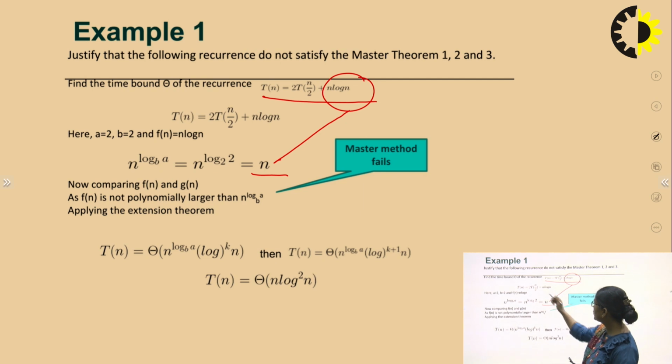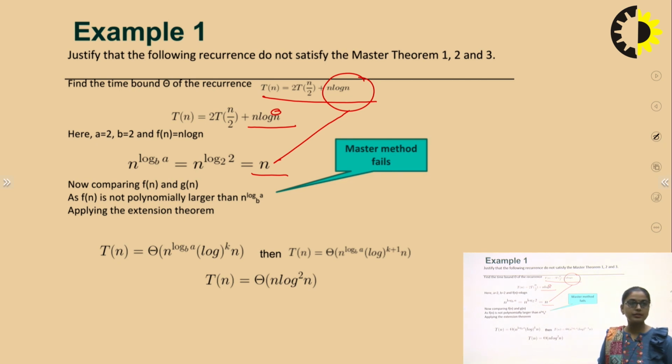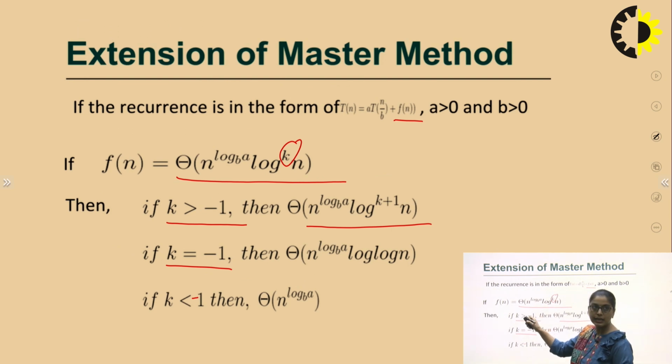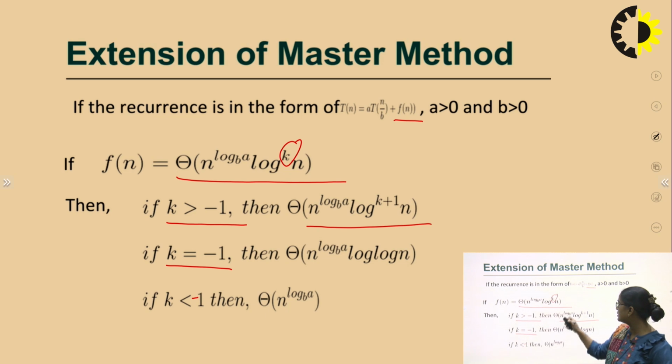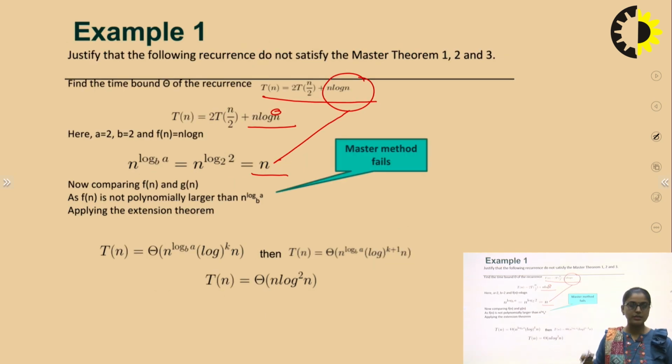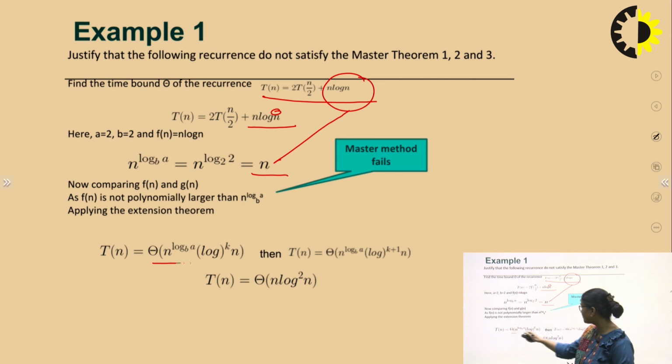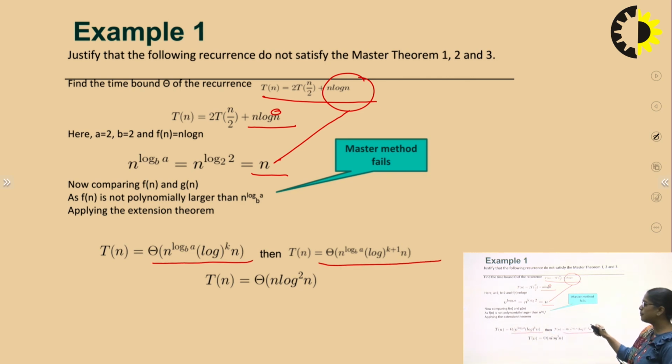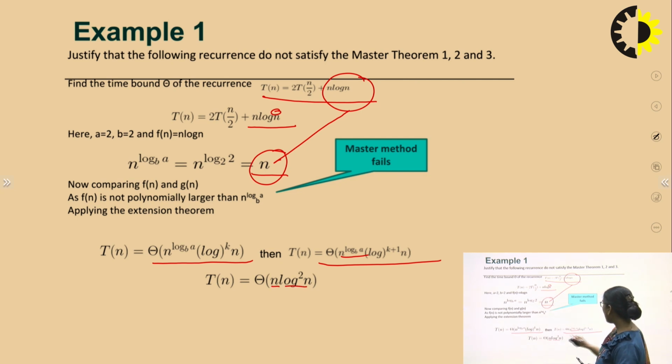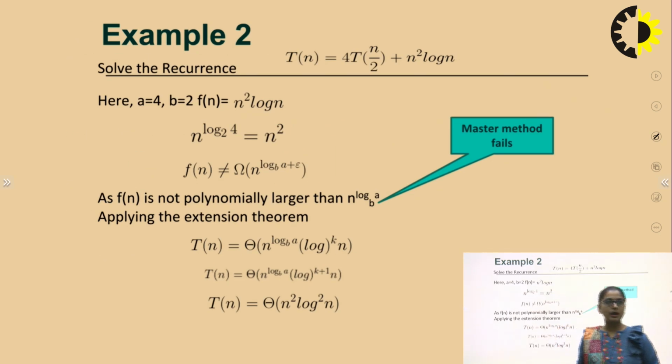So what was the extension? Just see the value of k. Here the value of k is 1, and if the value of k is greater than -1, then case 1 arises. We simply put k plus 1 as the power of log. So in this solution, n to the power log base b of a, which is n, already calculated, and the power of log is k plus 1. The value of k is 1, then 1 plus 1 is 2, so the answer is n log square n.